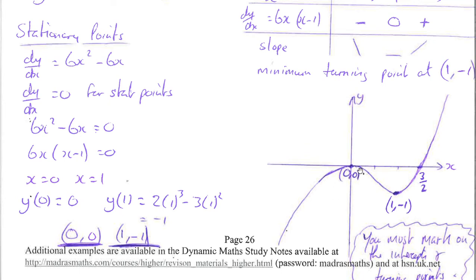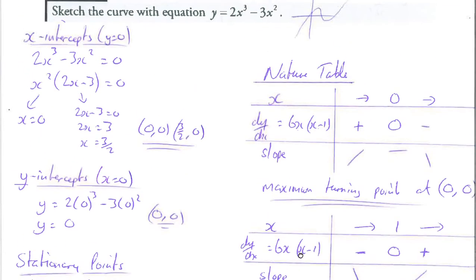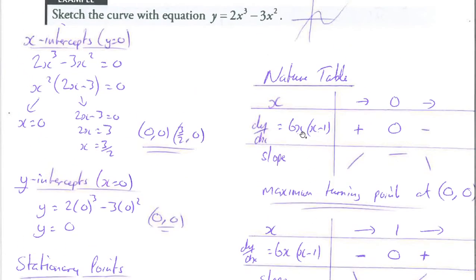It doesn't matter, because every point that I've just suggested there would give a negative gradient. So we'll just go up and make sure that it does come out as being negative. So let's pick a half. 6 multiplied by a half is positive. A half minus 1 is negative. Positive multiplied by a negative is a negative.